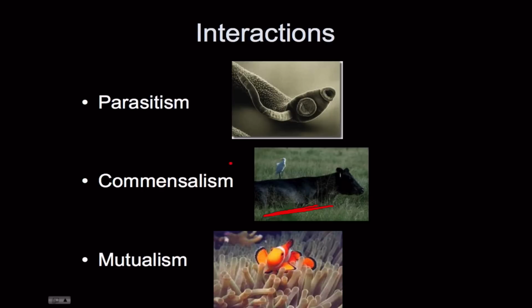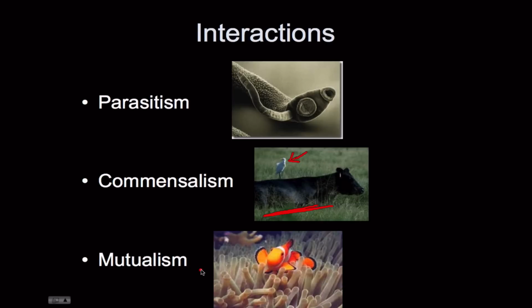And one of the reasons why we say it's commensalism, where one benefits and the other doesn't care, isn't harmed, or isn't helped by the interaction, is because it doesn't matter to the cattle what bird is on its back. So it might be an egret or it might be a different type of bird. Doesn't really matter to the cattle.